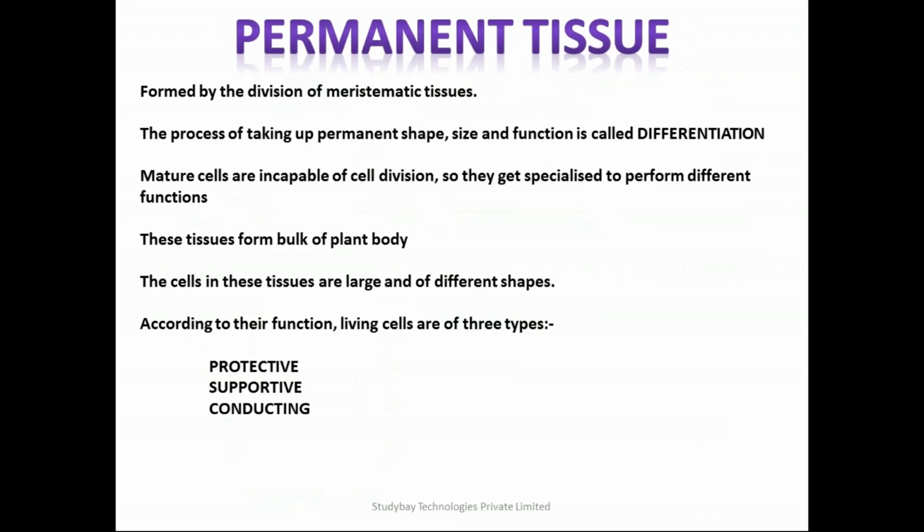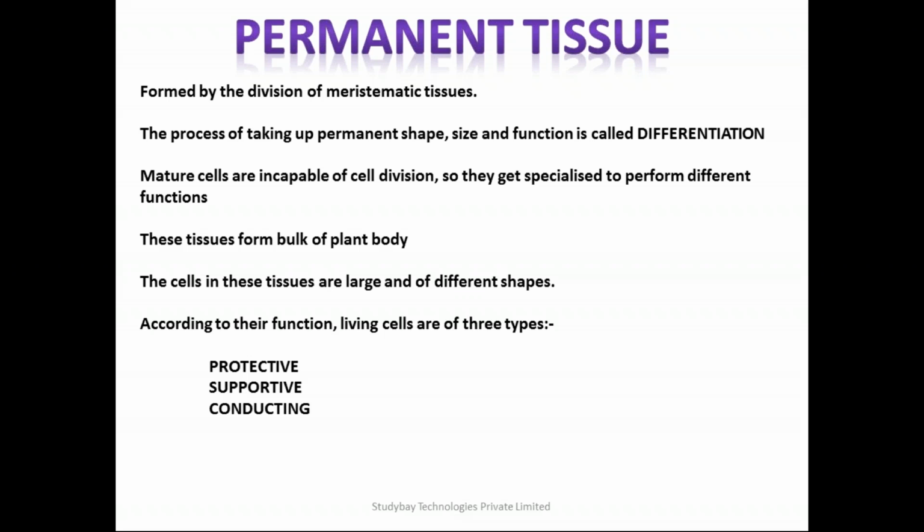Okay. Next, after meristematic tissue, we have something called permanent tissue. Permanent tissues are formed by the division of meristematic tissues only. And the process of taking up a permanent shape, size, and function is called differentiation. That means all the mature cells of the permanent tissue are incapable of cell division. So what they do, they just get specialized to perform different sets of functions.